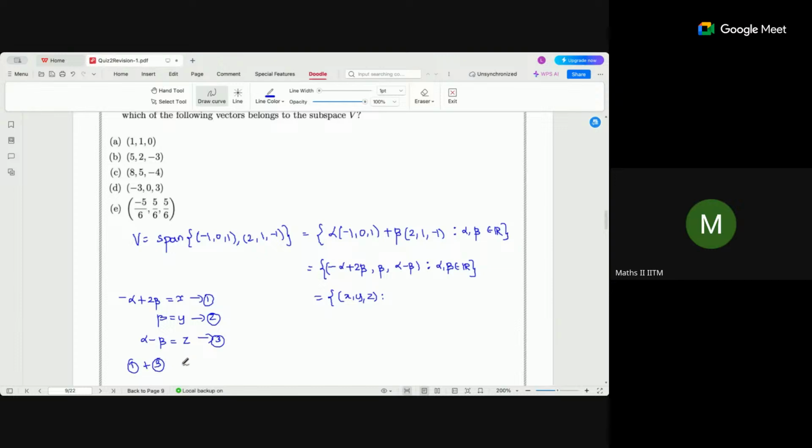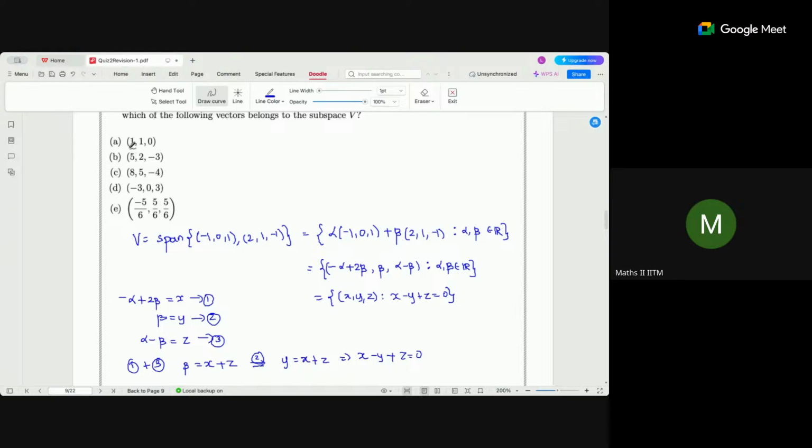If you do 1 plus 3, what will you get? y equal to x plus z, right? So now using 2, you know that y is equal to x plus z. It means you have x minus y plus z equal to 0, right? So x minus y plus z equal to 0. So this is the equation of the plane spanned by these two vectors.